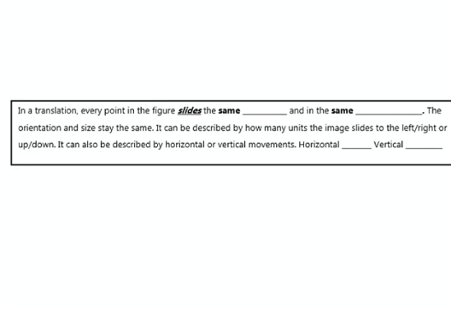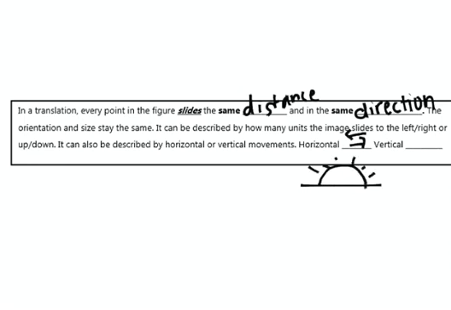So in a translation, every point in the figure slides the same distance and in the same direction. The orientation and size stay the same. It can be described by how many units the image slides to the left or right, or up and down. You're also going to see it described by horizontal or vertical movements. So remember, horizontal goes left and right, like the horizon with the sun, and vertical goes up and down.